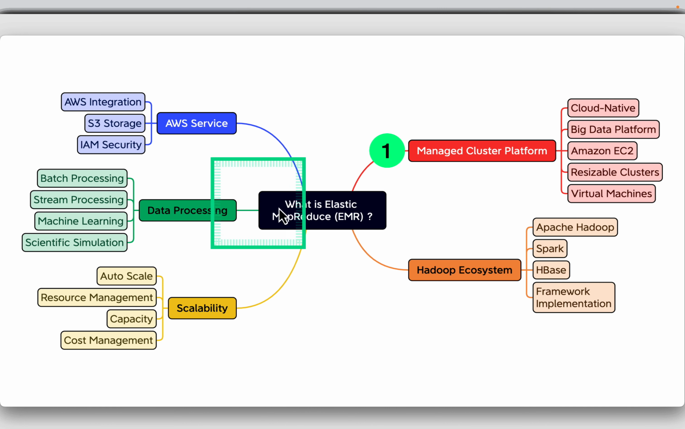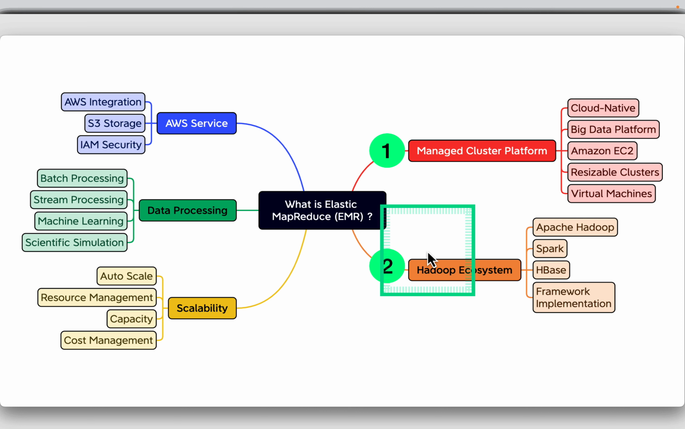So, what is Elastic MapReduce or EMR? Elastic MapReduce or EMR is a cloud-native big data platform allowing for the processing of vast amounts of data across resizable clusters of Amazon EC2 instances. In simpler terms, it takes care of setting up, managing and scaling of a collection of virtual machines for you. Hadoop ecosystem: it provides access to various big data platforms such as Apache Hadoop, Spark, HBase. EMR is essentially an implementation of these big data frameworks and others, making it easier to run and manage them.